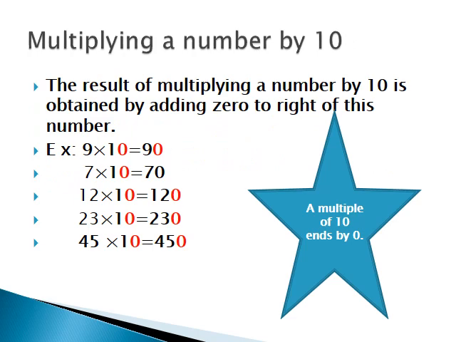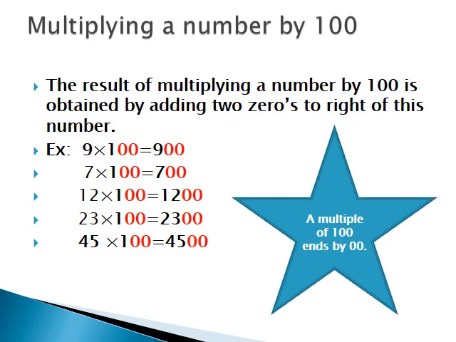Multiplying a number by 10. The result of multiplying a number by 10 is obtained by adding 0 to the right of this number. Here we have 9 by 10. First step, multiply 9 by 1 equals 9. Then add 0. 7 by 1, 7. Then add 0. A multiple of 10 ends by 0.